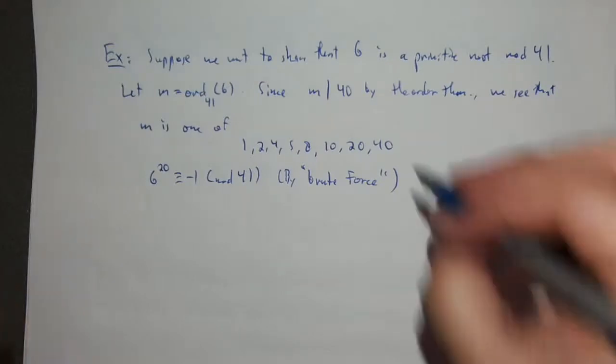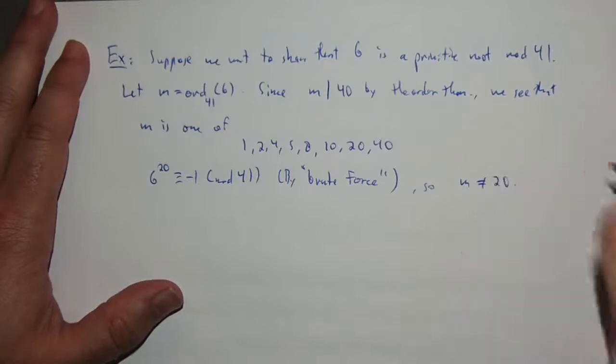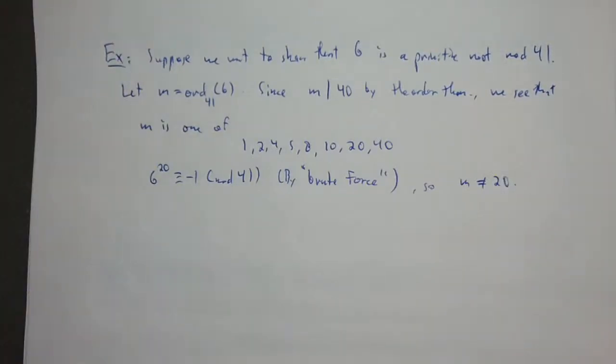Okay. So M is not 20. The order is not 20 because when you exponentiate 6 to 20, you get -1 instead of 1. So it's not 20.